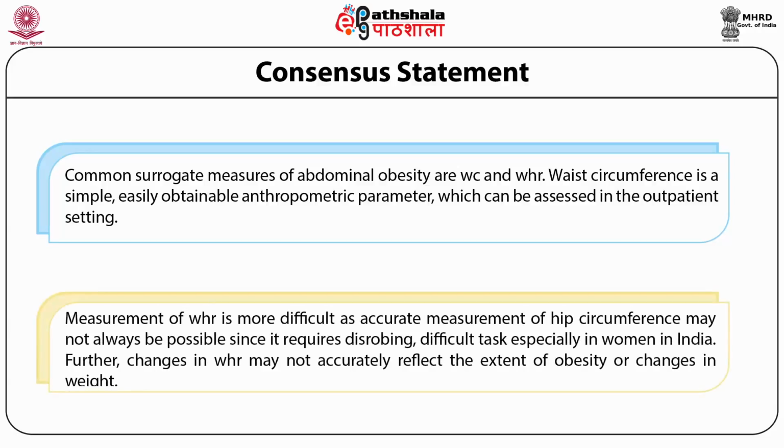Measurement of the waist-hip ratio is more difficult, as accurate measurement of the hip circumference may not always be possible, since it requires a difficult task, especially for women in India. Further, change in the waist-hip ratio may not accurately reflect the extent of obesity or change in weight. A recent meta-regression analysis of prospective studies of waist circumference and waist-hip ratio as predictors of cardiovascular events has shown that both measures are associated with the risk of incident cardiovascular diseases.